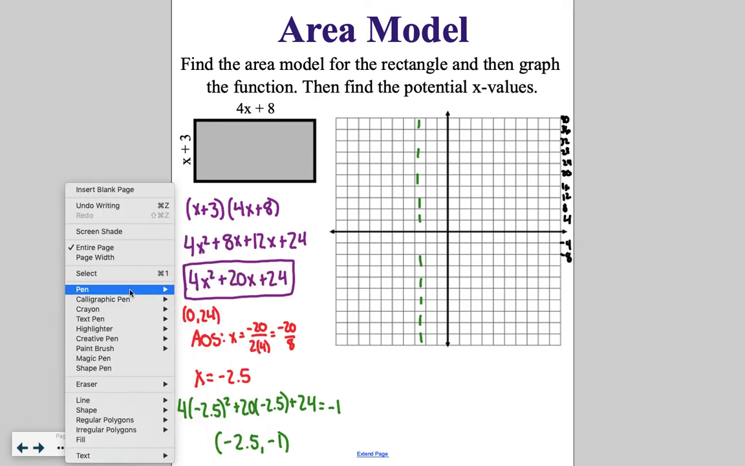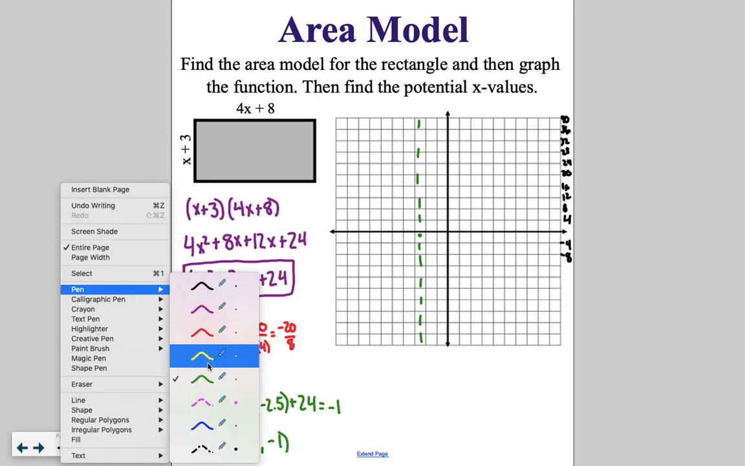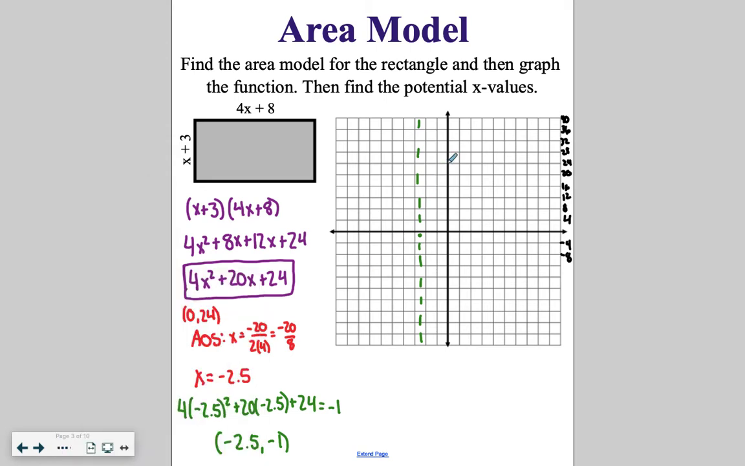So now when I fix that vertex, (negative 2.5, negative 1) is going to be much closer to that y-intercept. And then I'm going to graph my y-intercept at (0, 24) and mirror my point 2.5 over. So I get this nice curve right here.